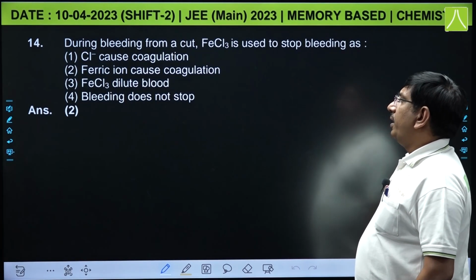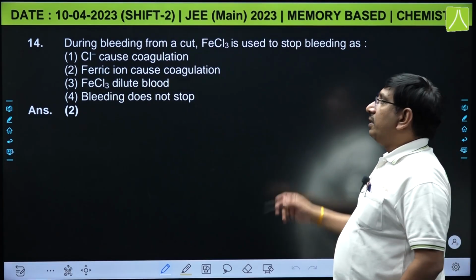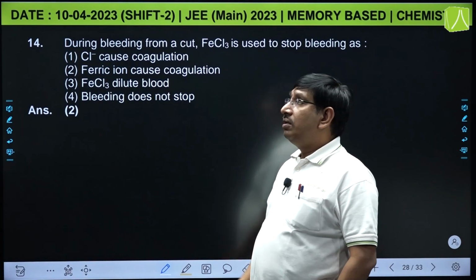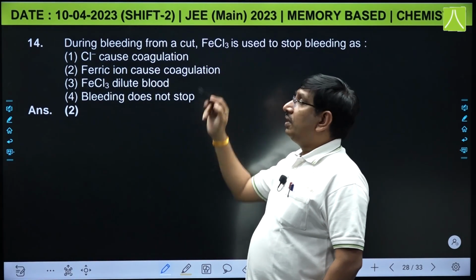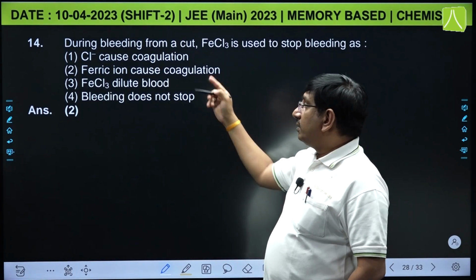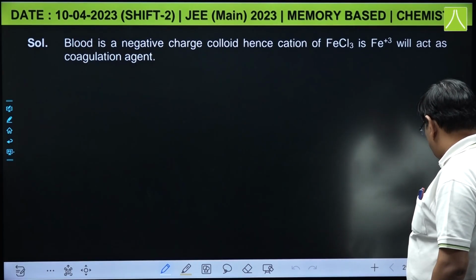During bleeding from a cut, FeCl3 is used to stop bleeding. Here, blood is a negatively charged colloid. So, in FeCl3, the Fe3+ ion can act as the coagulating agent. So, the answer is that the ferric ion causes coagulation.